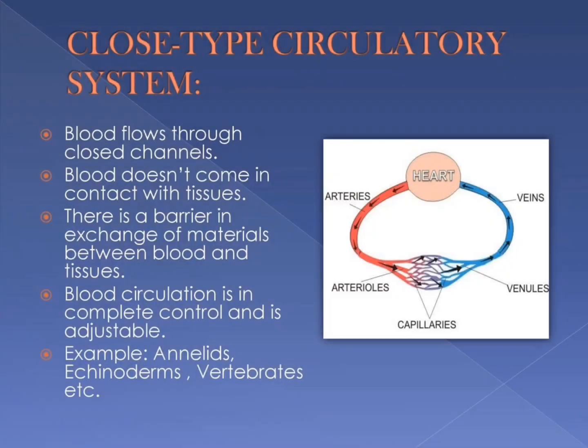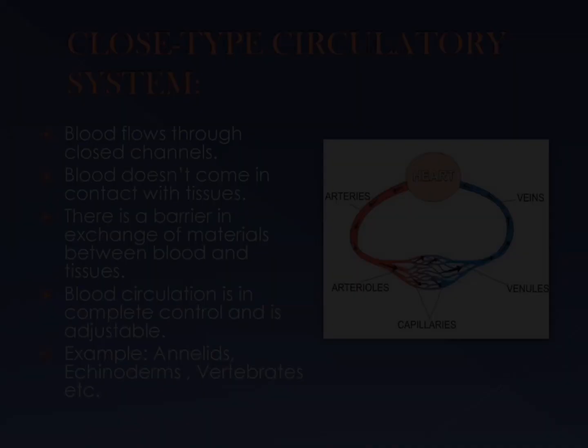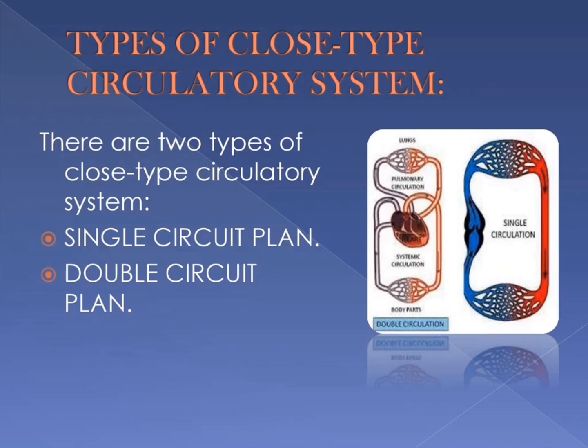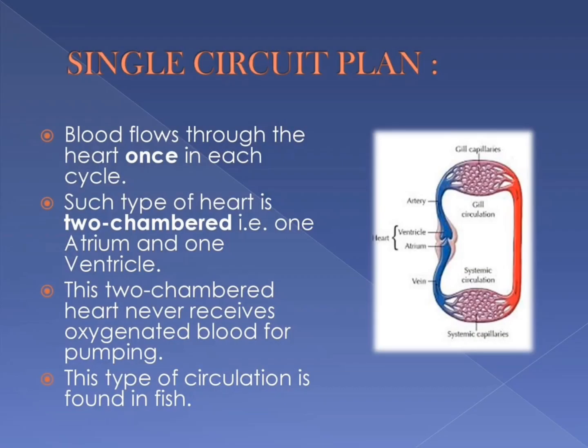Closed circulatory system. A closed circulatory system is a type of circulatory system found in many animals, including vertebrates such as humans and some invertebrates. In a closed circulatory system, the blood circulates through a closed network of vessels which are connected to the heart. There are two types of closed circulatory system: the single circuit plan and the double circuit plan.